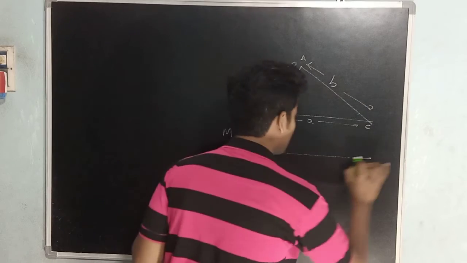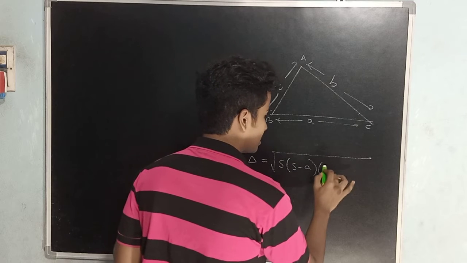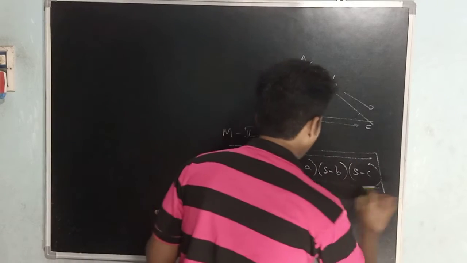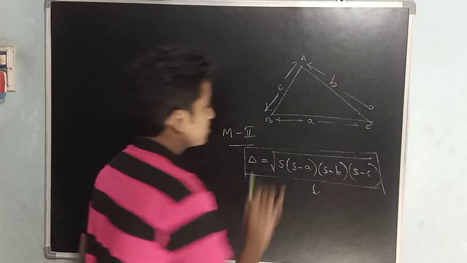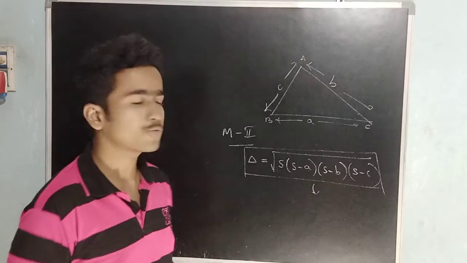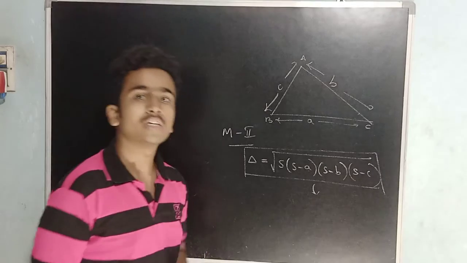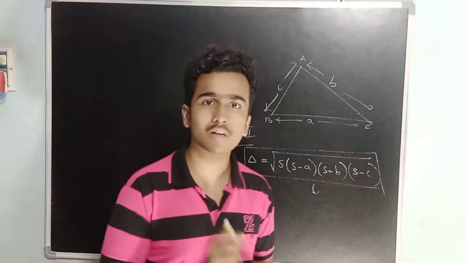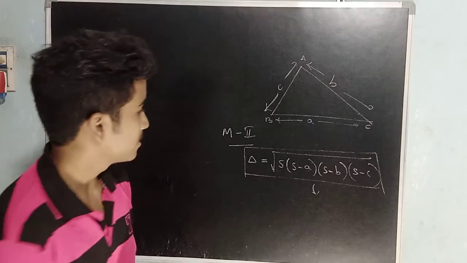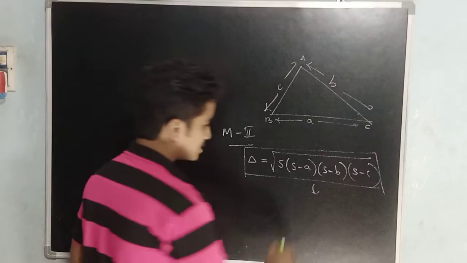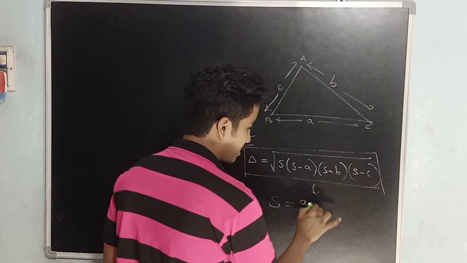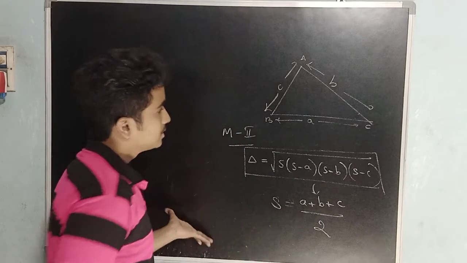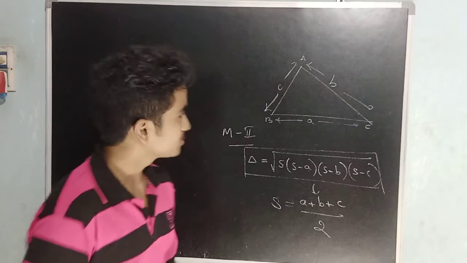Area is nothing but root of s into s minus a into s minus b into s minus c. This is the formula we are going to use. This one formula is enough to find the area of a triangle. In the first method, we have used two formulas, that is area of triangle half ab sin C and the cosine rule for finding cos C and changing it in terms of sin C. For this one, a single formula is enough, where s is the semi perimeter, that is half of the perimeter. Using this one formula is enough.